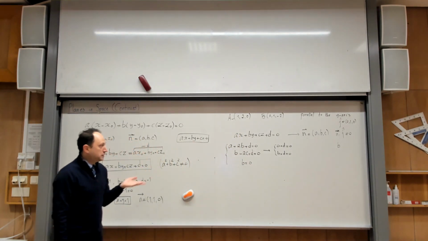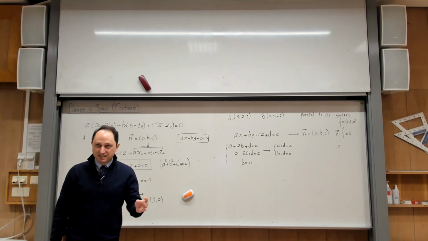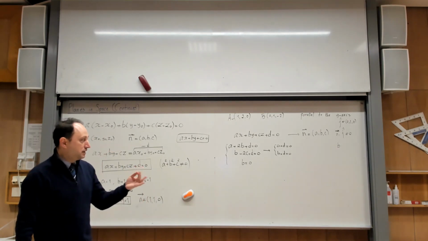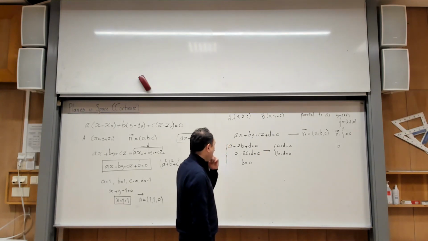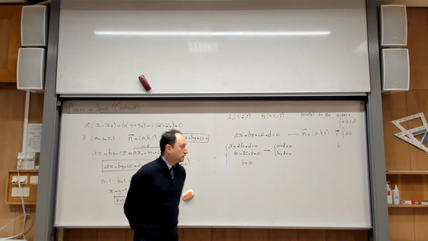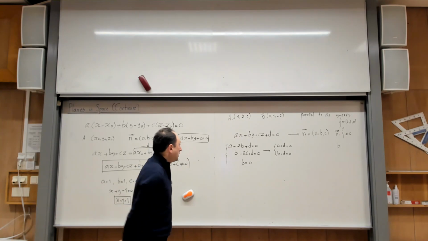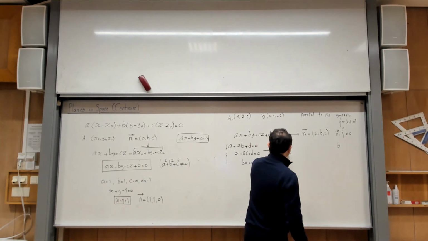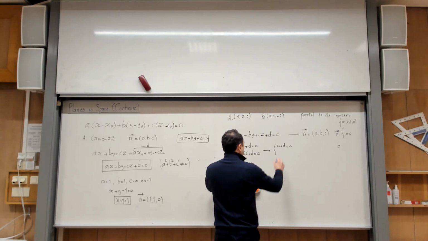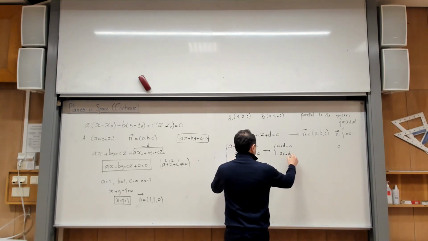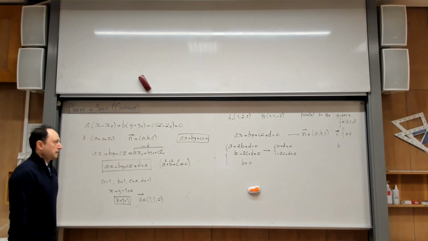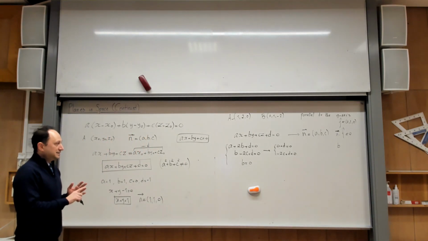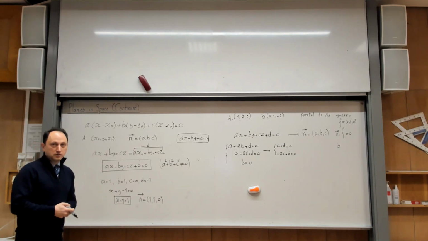But I will not be able to find A, B, and D, because A, B, and D are 3 unknowns, but I have only 2 equations. So this B is 0, so it's minus 2C plus D. But still, I have A, D, and C left, but I have 2 equations. So how can I solve the problem?